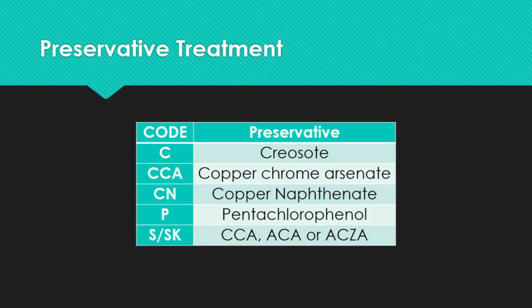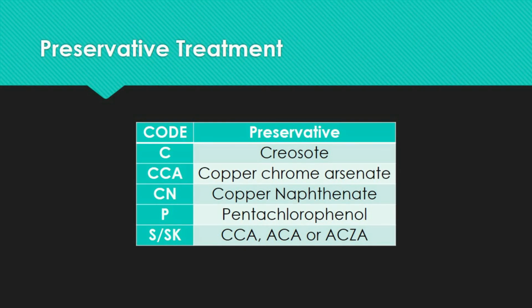Now, creosote, penta, and copper naphthenate are oil-based, while CCA, ACA, and ACZA are water-based. The preservative codes seen on the pole brands or tags are as follows. If you see the code C, you know that creosote is used. CCA means that copper chrome arsenate is used. CN means that copper naphthenate is used. If you see P, it means that pentachlorophenol is used. And lastly, if you see the code S or SK, you will know that CCA, ACA, or ACZA are used. Now, most of these preservatives can be used on most species. However, CCA cannot be used on Douglas fir because the preservatives will not permeate the sapwood.